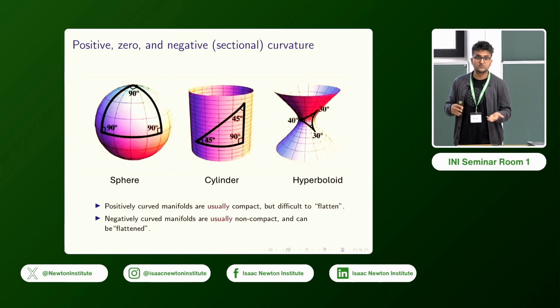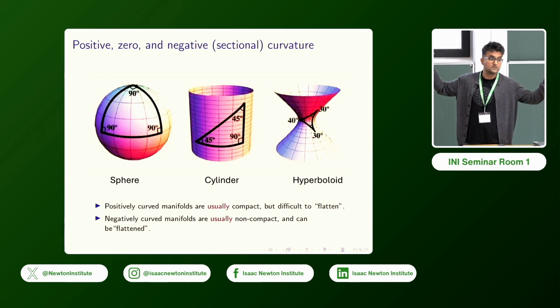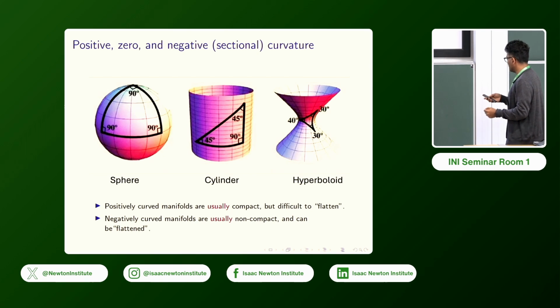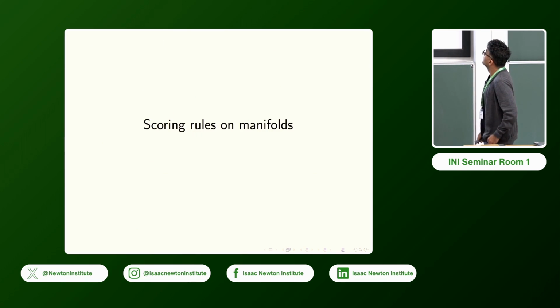Negatively curved ones are usually associated with non-compact, so they can be globally flattened. Positively curved ones, you can't flatten without distortion of the distances. So that's the main idea which will be required. I'll look at properties of scoring rules on manifolds and concentrate mainly on kernel-based ones.